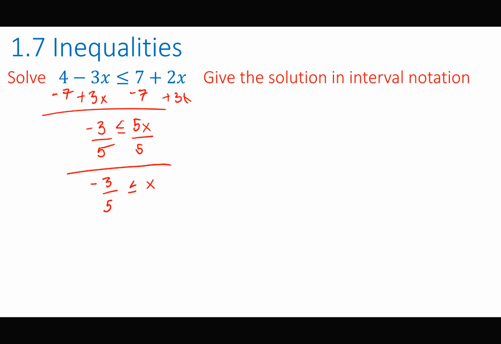This one didn't say to graph on a number line, but let's just do it real quick to get an idea of what we're working with. So negative 3/5 is my number that I'm worried about. I want x values that are greater than or equal to that. So I know it's going to be a filled in circle there at negative 3/5. And I want x values greater than, so I'm going to shade to the right.